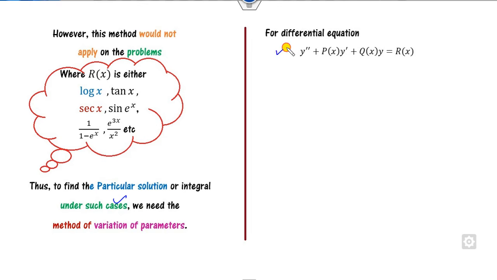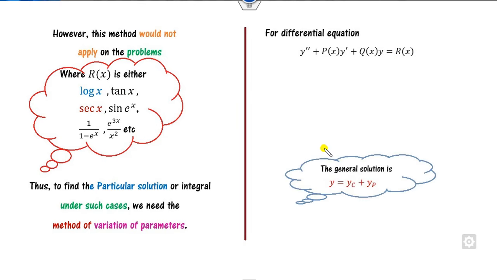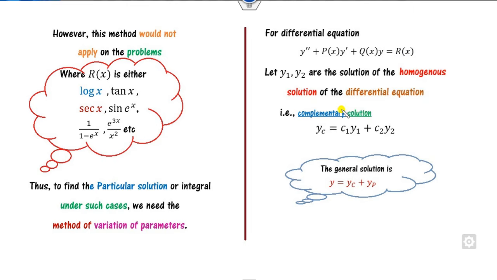Whenever you have a differential equation where r of x could be log x, tan x, or x square plus 1, then we can apply this variation of parameter. Whenever r of x is non-zero, we all know the general solution will be decomposed into two parts. The first one is the complementary solution, the second is the particular solution. This yc you can easily solve by taking the homogeneous part of the differential equation, and after solving you will get c1 y1 plus c2 y2.